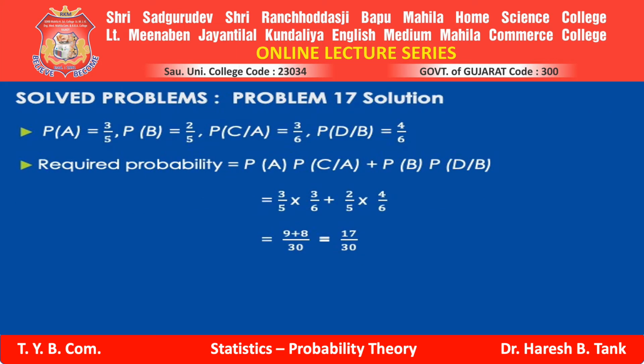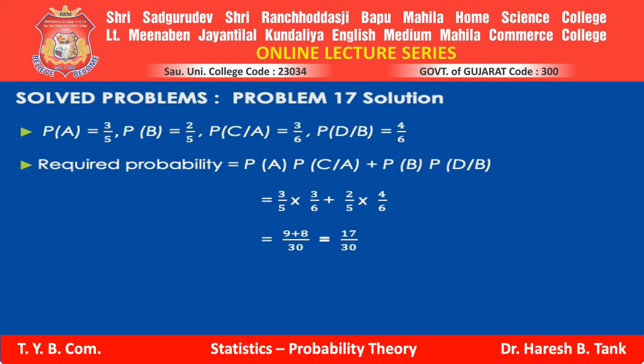So the probability of A is 3 upon 5, the probability of B is 2 upon 5, the probability of C given that A already occurred is 3 upon 6, and the probability of D given that B already occurred is 4 by 6. Now all these probabilities are known to us.